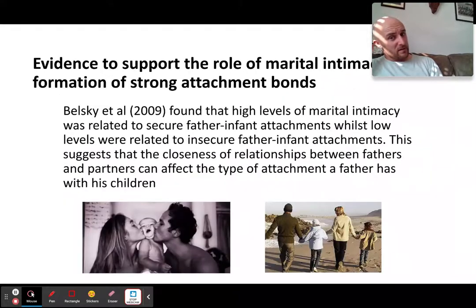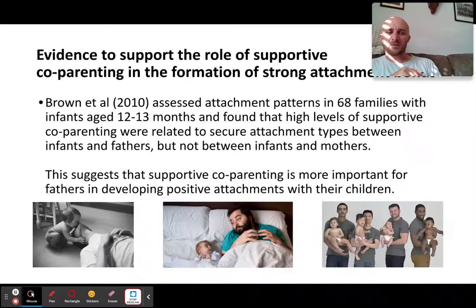Belsky and Brown. High levels of intimacy is linked to secure attachments. That's all you need to know. That's Belsky et al. And then Brown et al. assessed attachment patterns in 68 families, and high levels of supportive co-parenting is linked to a secure attachment. Do you need to know all these pieces of research? Yes. Do you need to know every single word that's in here? No. You just need to know what they found generally. The sun's really starting to blast me in the face.